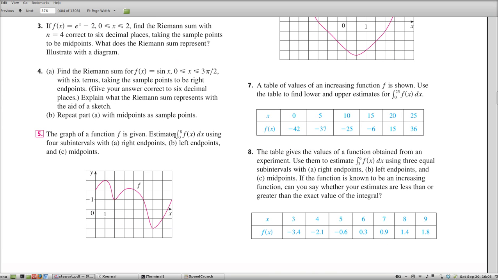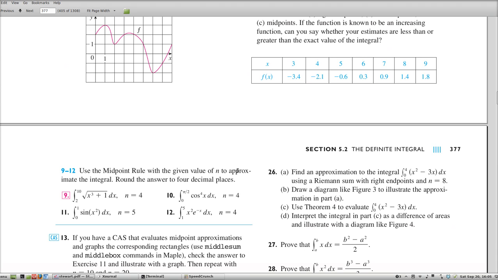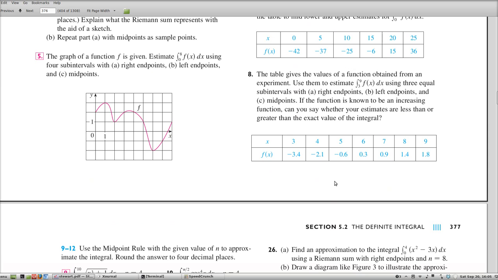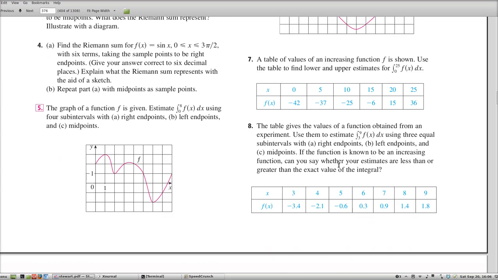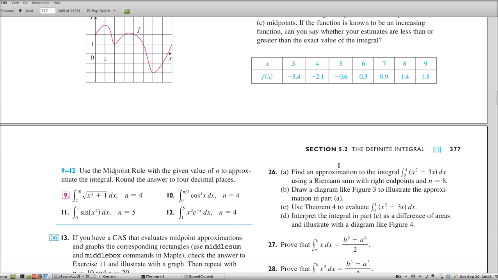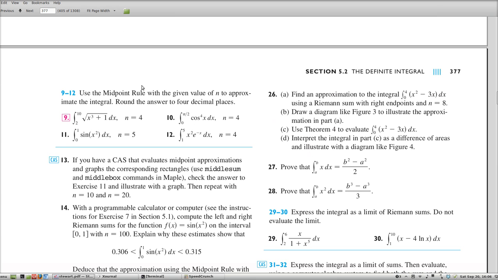Here, the graph of a function is given. Express the area under the curve from 0 to 8 using, yeah, no thanks. You do need to do that. It's just that I feel like we've already done it with that long Riemann sum problem before, so I'm skipping that. This is also a Riemann sum problem. You need to know how to do all these. These are really easy. They're so easy and so boring that I can't even stand to look at them. Use the midpoint rule with the given value of n to approximate the integral. Yeah, you need to be able to do it. Maybe, but it's so boring. Do I have to?